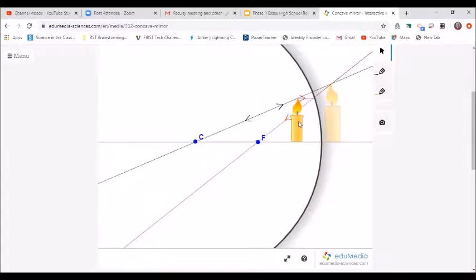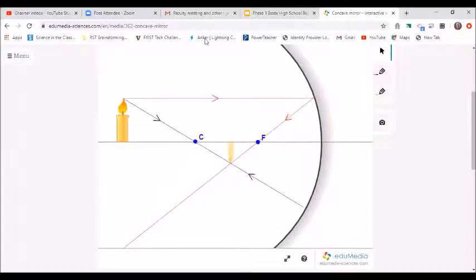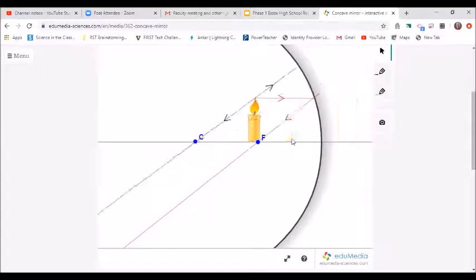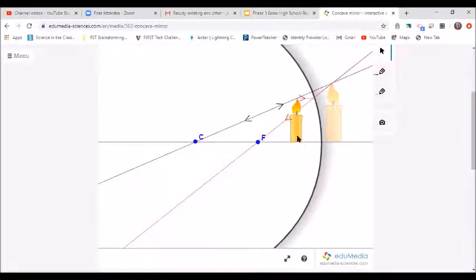As you get inside the focus, you can see that now we're in virtual territory again because the light doesn't actually converge. But if you extend these two rays back to where it looks like they came from, then we get a sense that the image is larger and it's right side up, but it is virtual, so you can't project that.